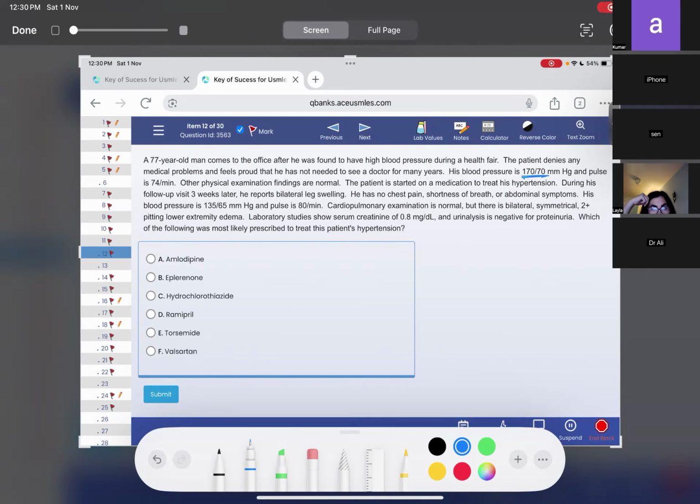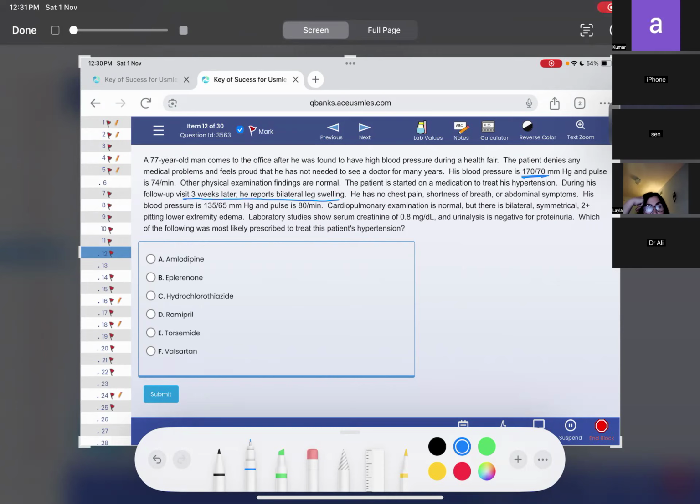During this follow-up visit, 3 weeks later, he reports bilateral leg swelling and he has no chest pain, shortness of breath, or abdominal symptoms. His blood pressure is 135 over 65 millimeter of mercury and pulse is 80 beats per minute, and cardiopulmonary examination is normal. There is bilateral symmetrical 2+ pitting lower extremity edema. Laboratory studies show serum creatinine 0.8 milligram per dl and urinalysis is negative for proteinuria. Which of the following was most likely prescribed for this patient's hypertension?